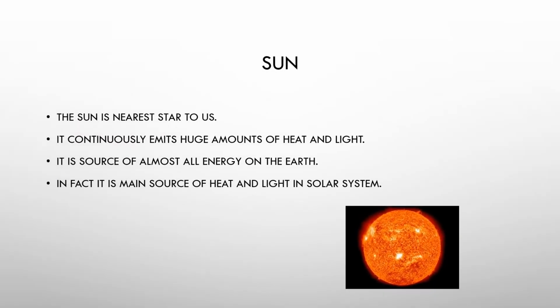Now we are going to learn about our nearest star, which is the Sun. The Sun is the nearest star to us, as I said. It continuously emits huge amounts of heat and light. It is the source of almost all energy on the earth. It is used for light as well as to generate electricity by solar panels. In fact, the sun is the main source of heat and light in our solar system.